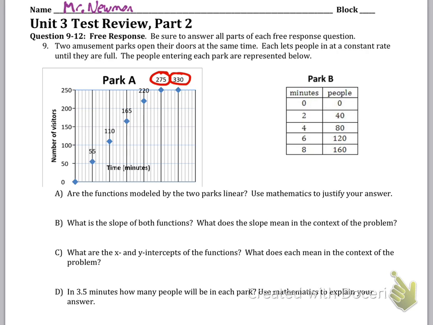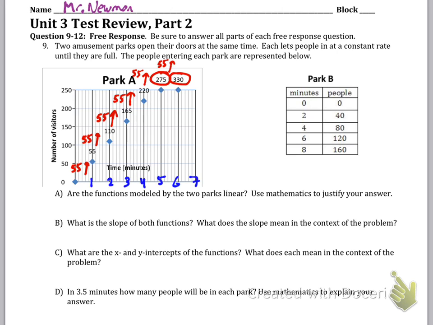It says, are the functions modeled by 2 parks linear? In other words, do they make a straight line? Well, in order to test numbers, we need to see, okay, how much is this increasing by? What's the rate of change? And you notice each of these goes up by 55. So from 275 to 330, are we going up by 55? Yes, we are. And notice that the x, the time in minutes, goes up by 1 each time.